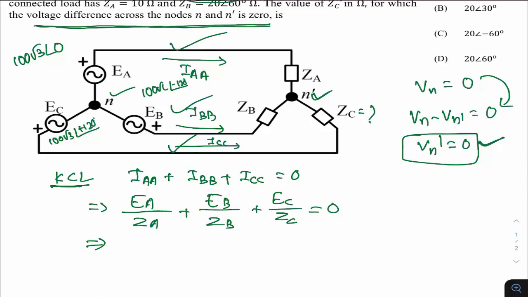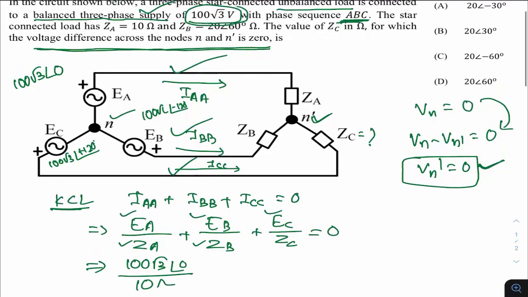So now we have EA, EB, EC. We have ZA, ZB given in the question. The only unknown factor, ZC, you have to find by solving this equation. Some complex mathematics is needed now. So EA is 100 root 3 at an angle of 0 divided by ZA, which is given as 10 ohm, right? So ZA is 10.